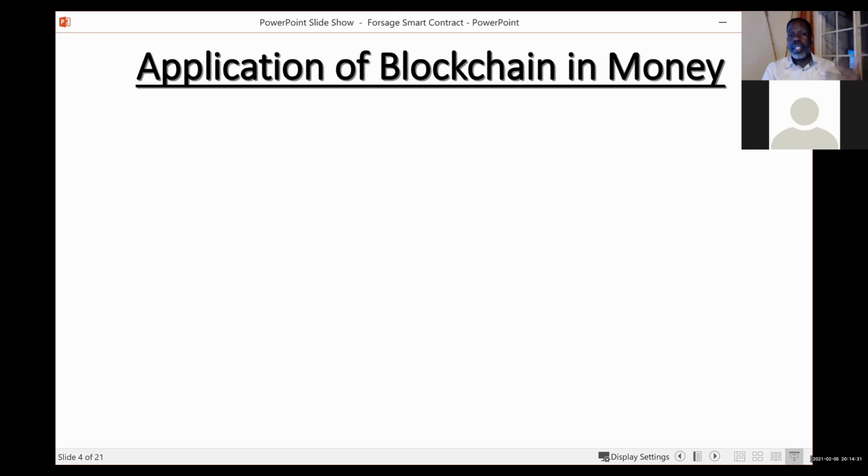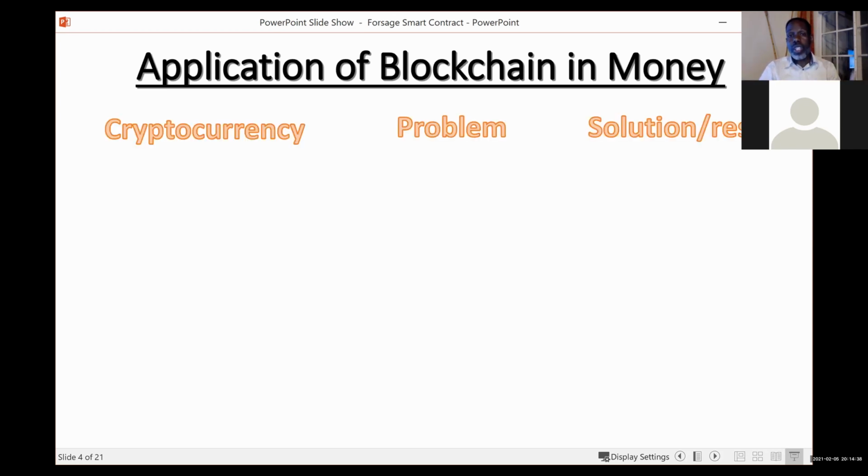So what happened is that we were able to apply this technology to money. The application of blockchain technology in money is the creation of what we call cryptocurrency, because this is currency that is not physical. You cannot hold it, you cannot touch it, but you can see it and you can actually transfer it from one person to another, just like the way you transfer M-Pesa, all right? And the first coin that was created was called Bitcoin.